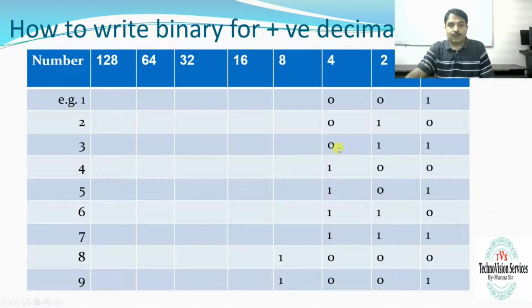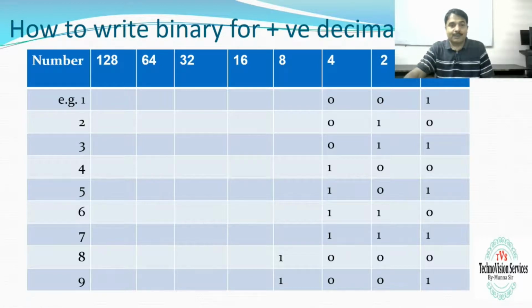Similarly, for 4, only 4 is involved, the rest of the numbers are not involved. Therefore, we write here 1, 0, 0. Similarly, for writing the binary of decimal number 5, 4 and 1 are involved, 2 is not involved. Therefore, for the value 2, we have put 0. Similarly, we can write the binary for any number. If you find any difficulties, you may ask in the comment box.